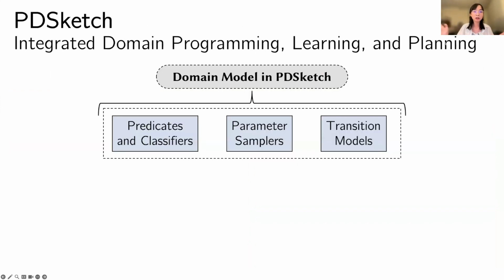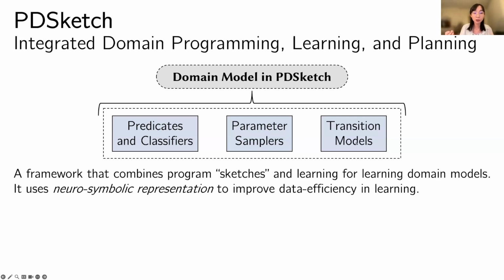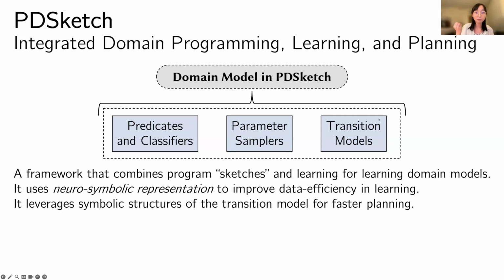So we have been talking about this idea of PD sketch, which is basically a framework that combines program sketches and machine learning to learn domain models for task and motion planning. It uses neuro-symbolic orientation to improve data efficiency in learning, and it also leverages the symbolic structure in the transition model for faster planning.